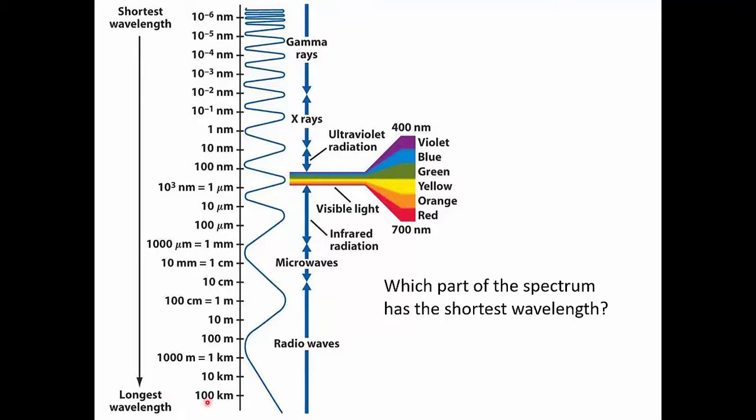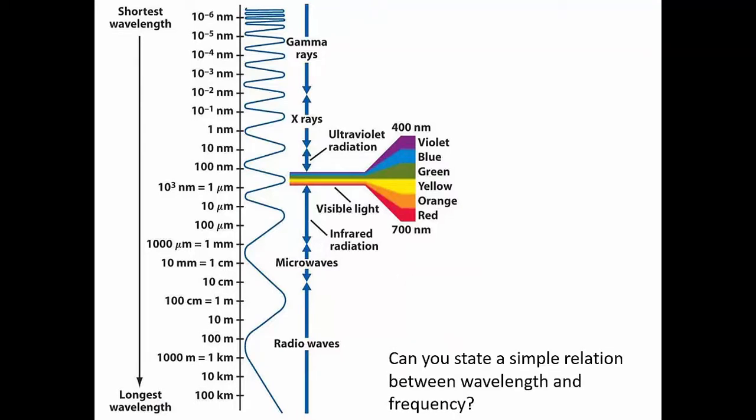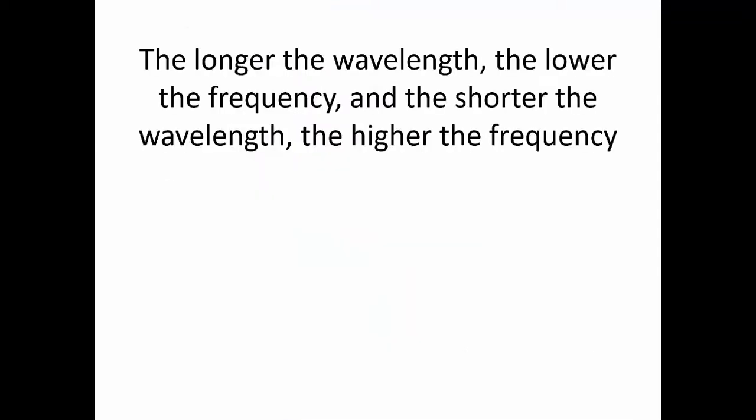Which part has the shortest wavelength? Well, we've already talked about that. That's up here for the gamma rays. So that's where the shortest wavelengths happen to be. Is there a simple relation between wavelength and frequency? I've already stated it once, but there's the equation, C equals f lambda. But here's a way of stating it. The longer the wavelength, the lower the frequency, and the shorter the wavelength, the higher the frequency. So that's a nice way to remember it.